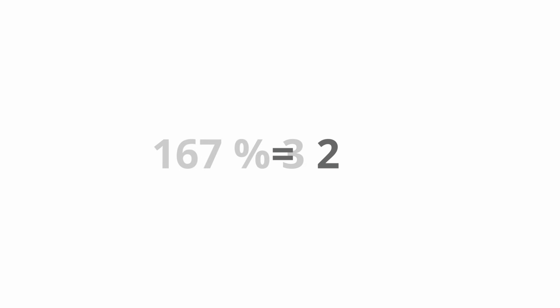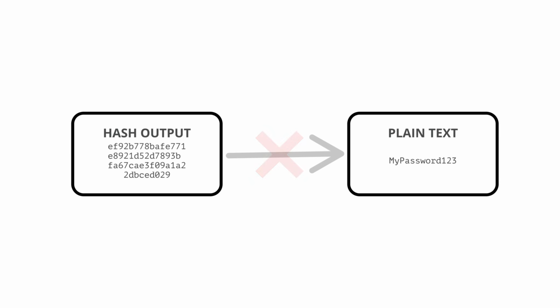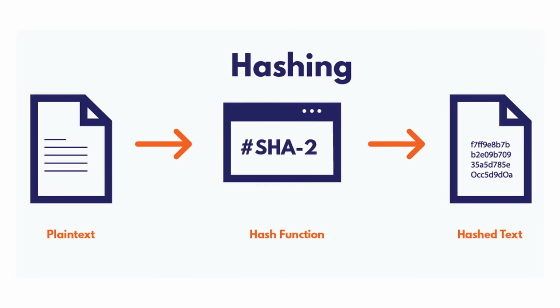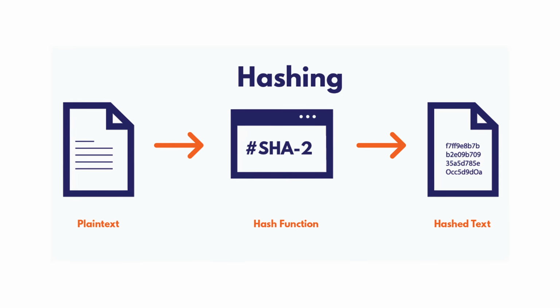But wait, how can a mathematical function become impossible to reverse? Here is a simple example. Suppose I tell you 167 modulus 3 is equal to 2. Now can you determine the original number just by looking at 2? No, because countless combinations can produce the same remainder. Similarly, a hash value alone doesn't contain enough information to reconstruct the original input. Hash functions are obviously much more sophisticated than the modulo operation. But this example gives you the basic intuition of why reversing is impractical.